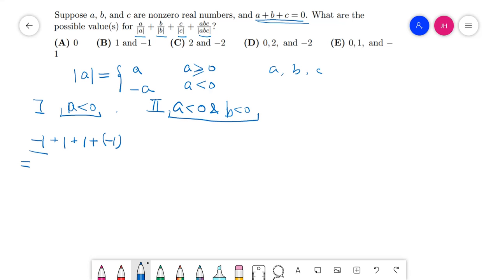Therefore, the sum of these four numbers will be 0. The first two cancel out, and the last two cancel out. Good, this is a neat answer. 0 is possible. And how about the second case?